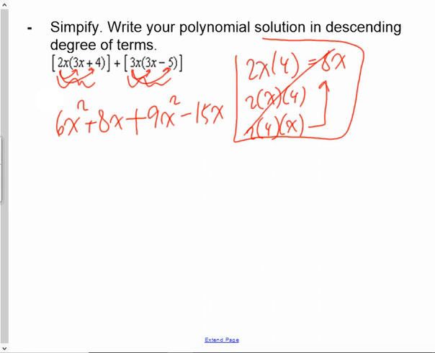9x squared and 6x squared is going to be 15x squared. A positive 8x and a negative 15x is going to be a negative 7x. And again, I can't subtract or add those any further because you can't add or subtract terms that aren't like terms.